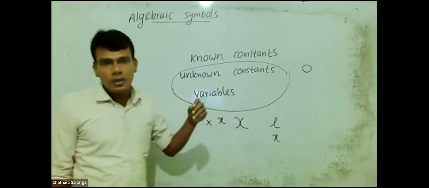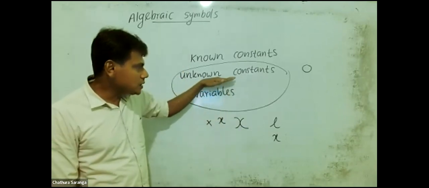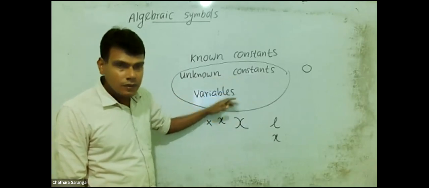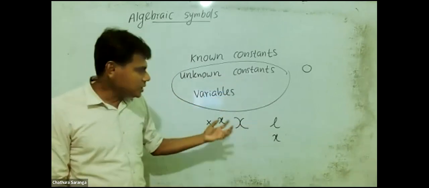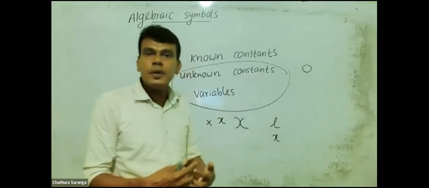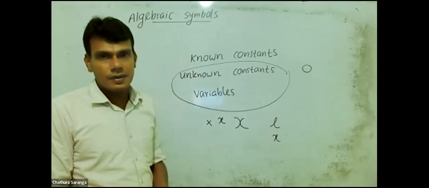To denote unknown constants and variables, we use algebraic symbols. Algebraic symbols are simple English letters.